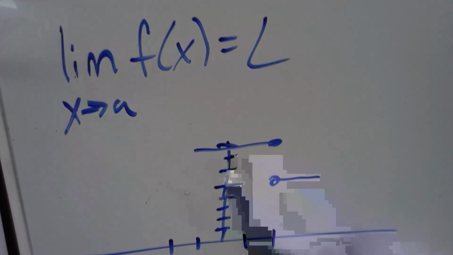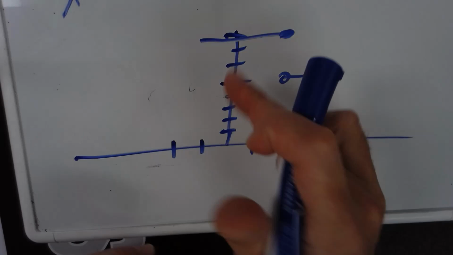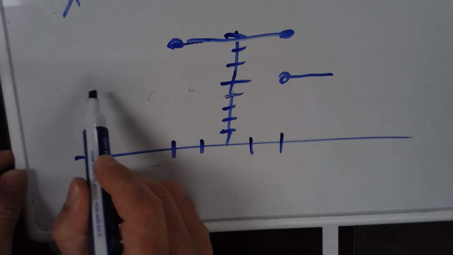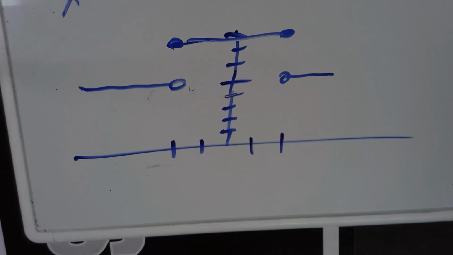Then we're coming at negative 2. Since it's even, what's it going to look like on the other side? It's going to be reflected, right? So it's going to look like this. Is that right? So if it's coming from the right at negative 2, what is it going to be? 8. And coming from the left to negative 2, it should be 5.